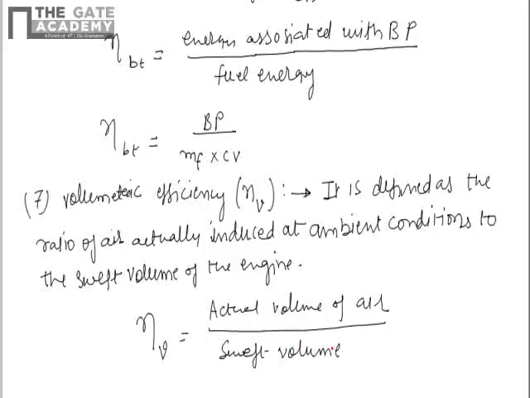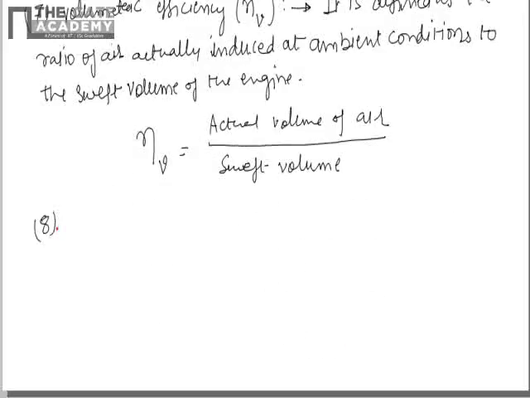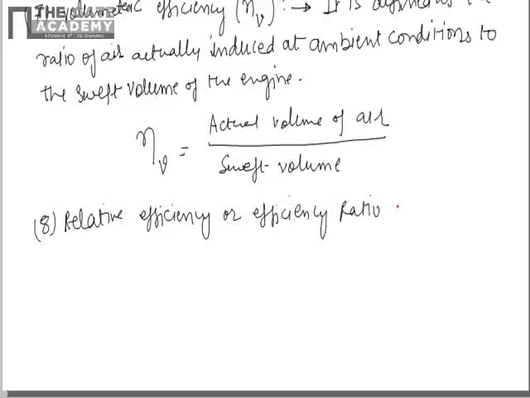Now I will define one more term, that is relative efficiency or efficiency ratio. The relative efficiency or efficiency ratio is nothing but the ratio of thermal efficiency of the actual cycle to that of the ideal cycle.